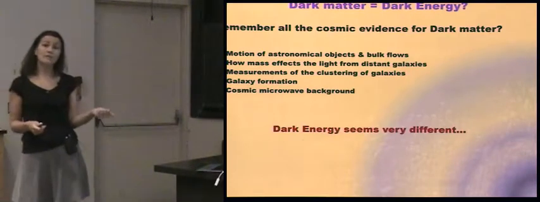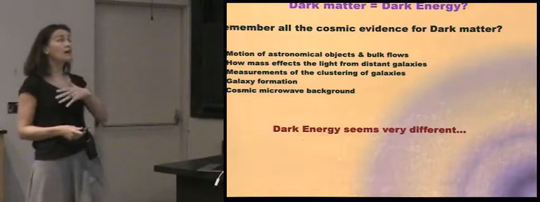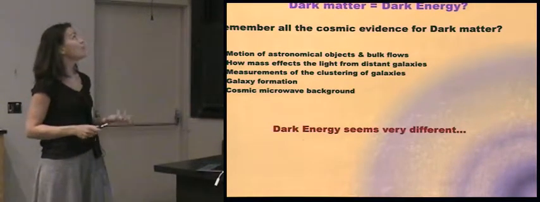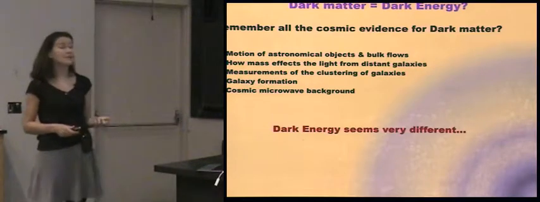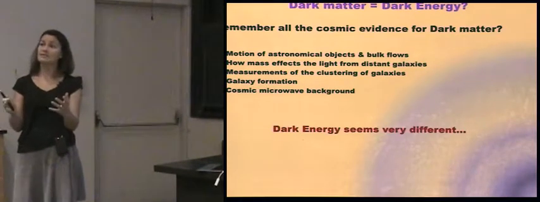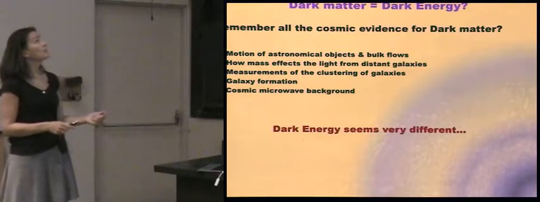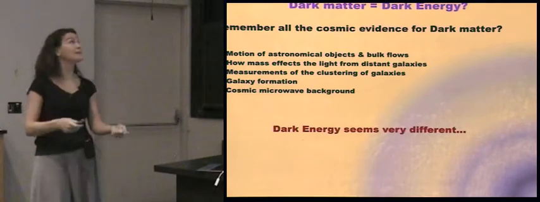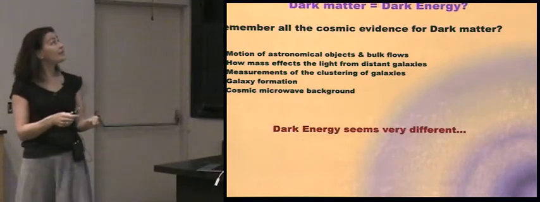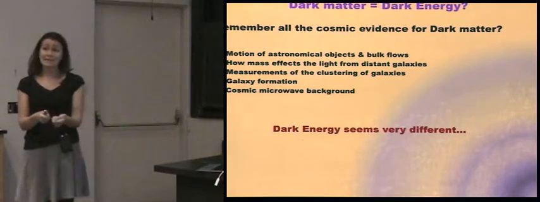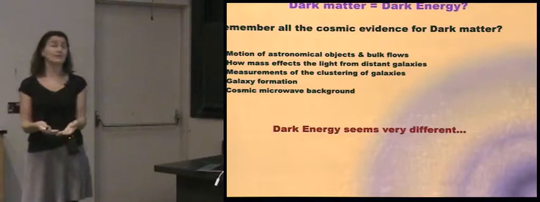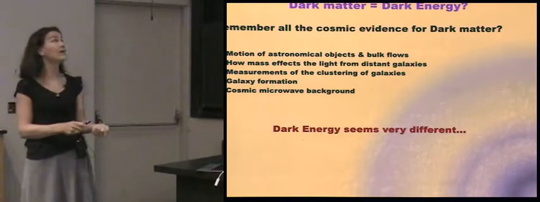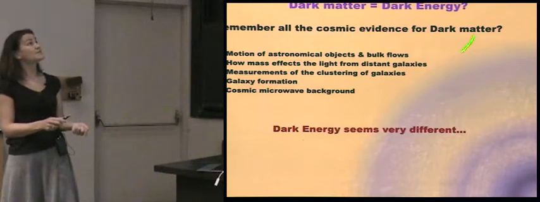So if we go back 2 weeks ago, maybe you remember all the cosmic evidence that I bombarded you with for dark matter. So one, the motion of astronomical objects and those bulk flows, those velocities of very large scales. The notion of how mass affects the light, so we looked at gravitational lensing. The measurements of the clustering of galaxies. The fact that we need dark matter in order to form galaxies in the first place. And then also very strong evidence looking at the cosmic microwave background.